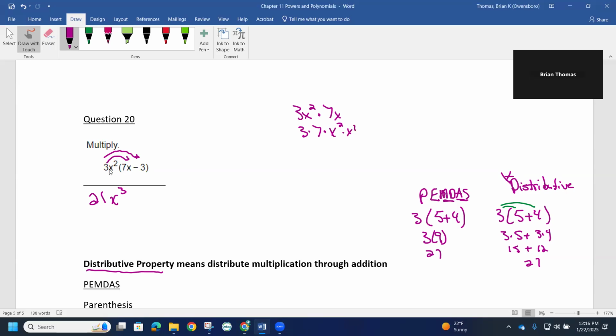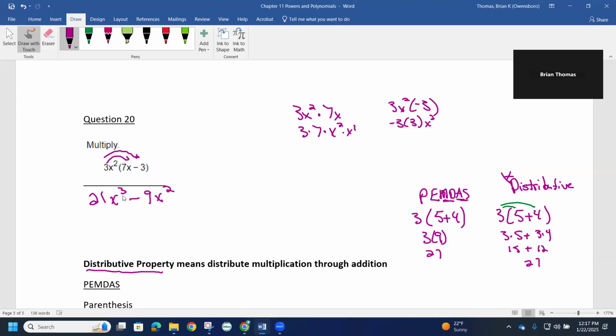Now my next move is to multiply this 3x squared times this negative 3, if you will. Well, again, we can rearrange it to say negative 3 times x squared. So I can actually put the negative out in front and then put the 3, then the x squared. Negative 3 times 3 is negative 9, so we put down negative 9, and then the x squared comes along for the ride. So we end up with this binomial, 21x cubed minus 9x squared.